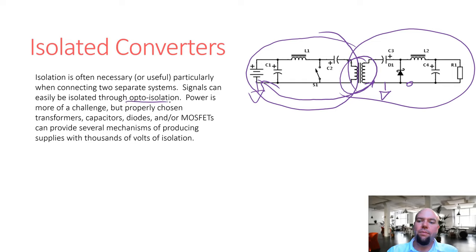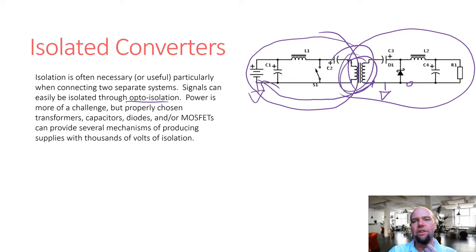So the idea here is to convert the signal into the optical domain. You have your digital signal illuminate an LED, from your circuit that's powered by some weird inverted supply on one side. And then on the other side, you have a receiver that receives that signal and converts it back to a digital signal. Boom. That's the basics of opto-isolation. And that's fine. You can do that. Power isolation is a little bit tougher.